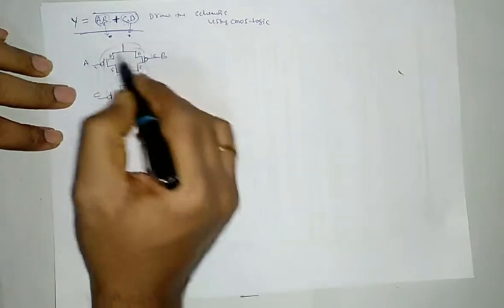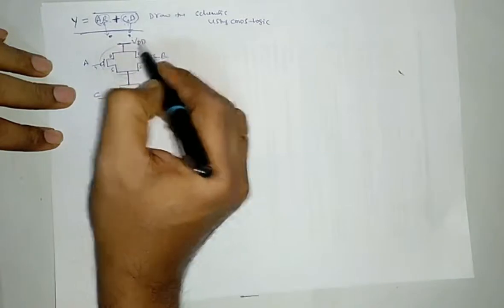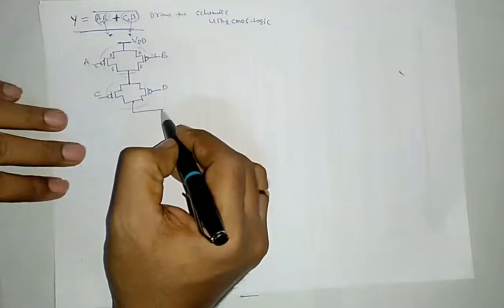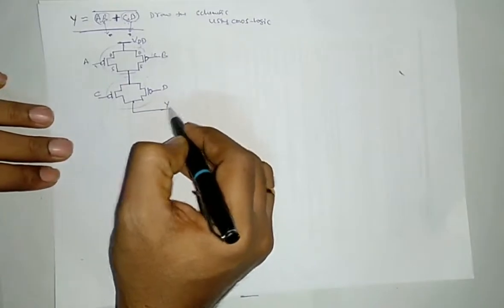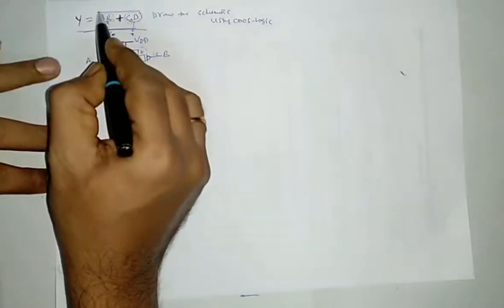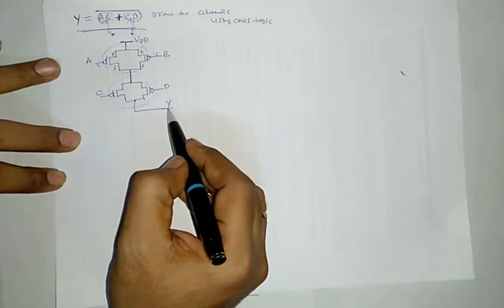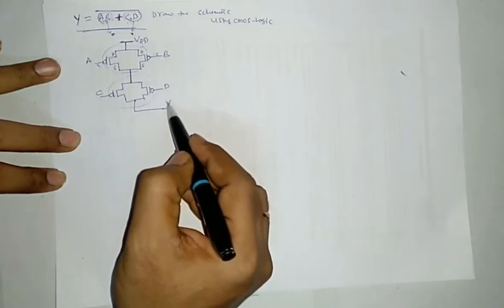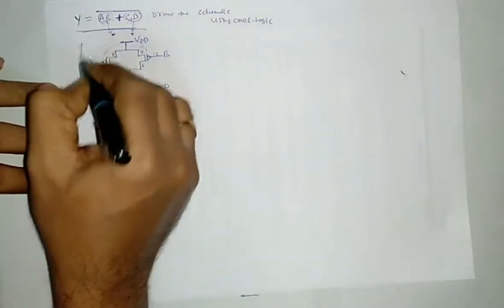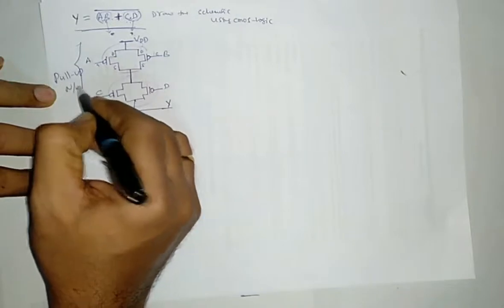This entire circuit is the pull-up network, and it is connected between VDD and the output. Here you will get Y, because this is a complemented logic function. That's why it is not necessary to use an inverter. You will directly get the output function. This is the pull-up network.